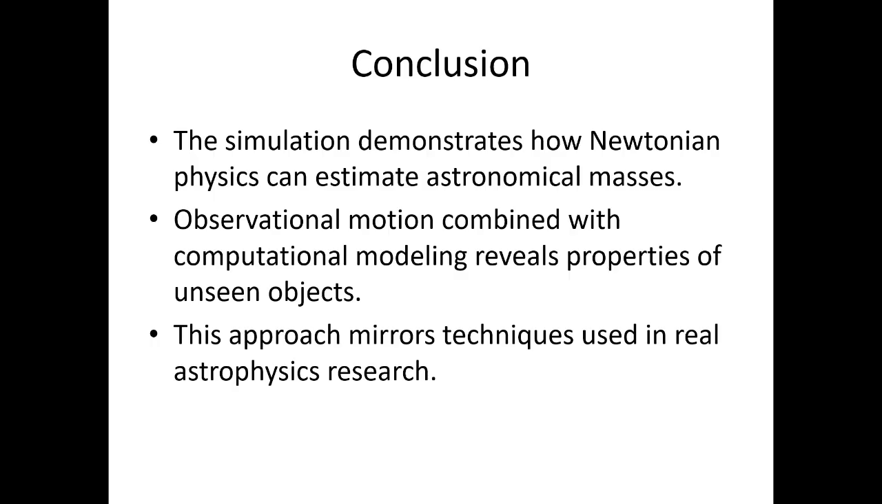So in conclusion, this simulation demonstrates how Newtonian physics can be used to estimate the mass of astronomical objects. By analyzing the motion of a star and applying Newton's second law with the law of gravitation, we were able to estimate the mass of the black hole responsible for the orbit. This type of computational modeling is similar to methods used in real astrophysics research to study systems that cannot be observed directly. Thank you.